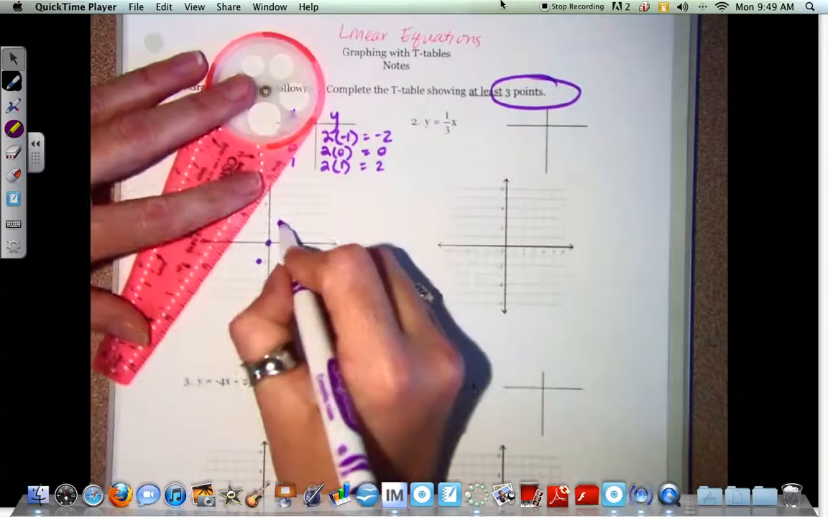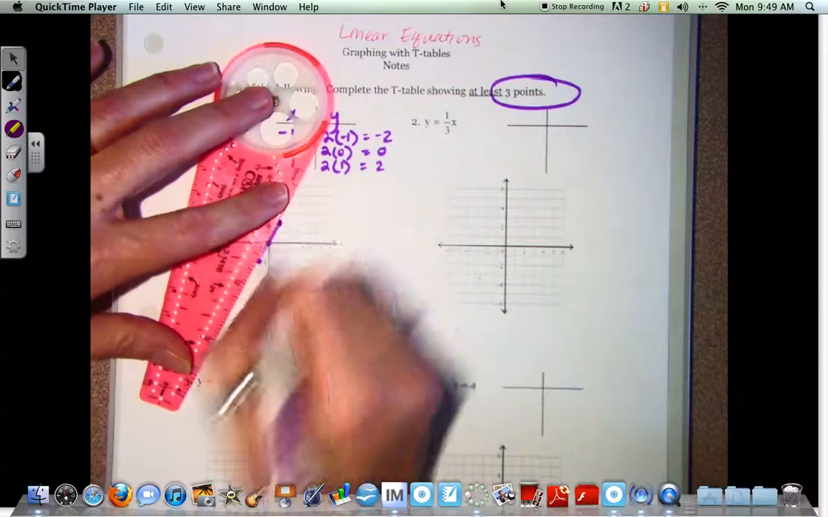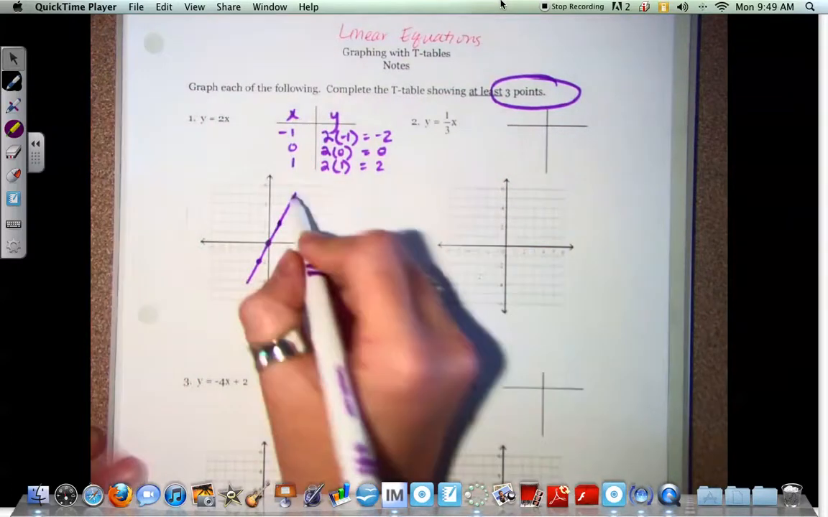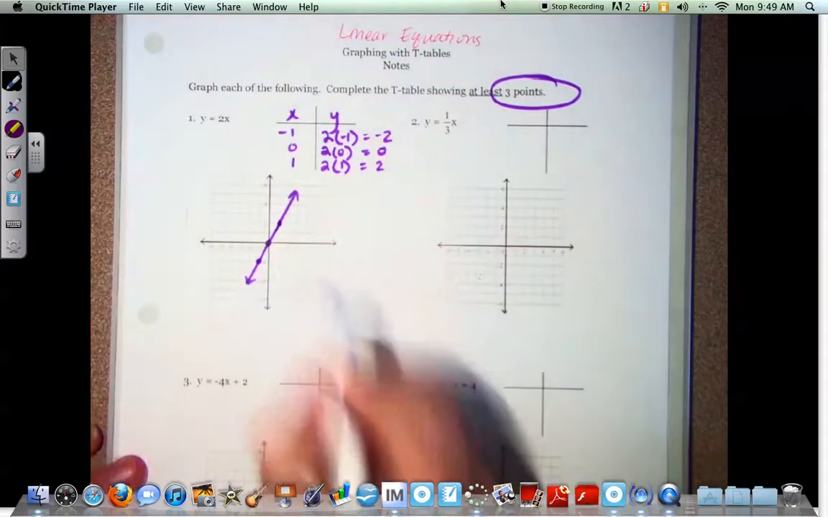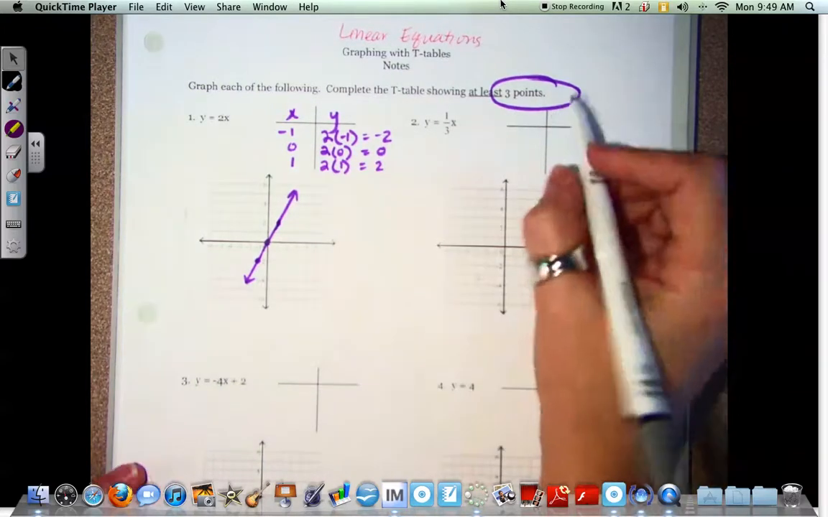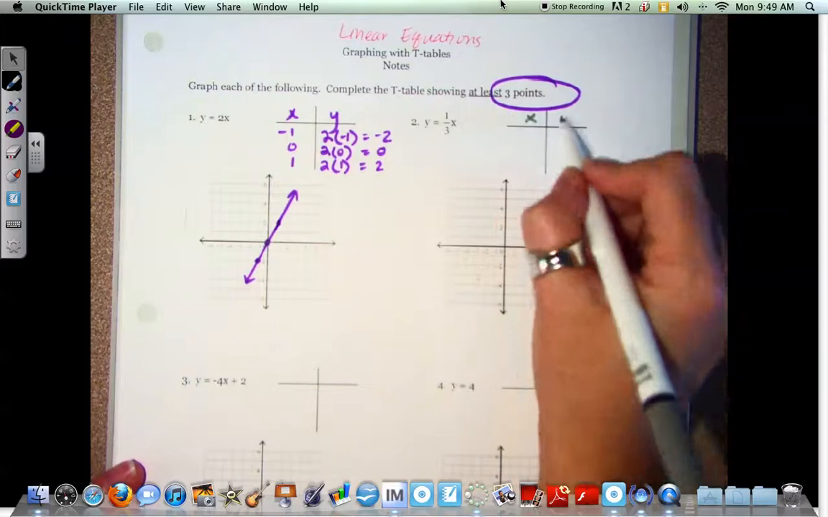You have to connect all of them. Use your straight edge. What is that? Do you have a straight line? Yes. Good. All right, number 2, X and Y go at the top.